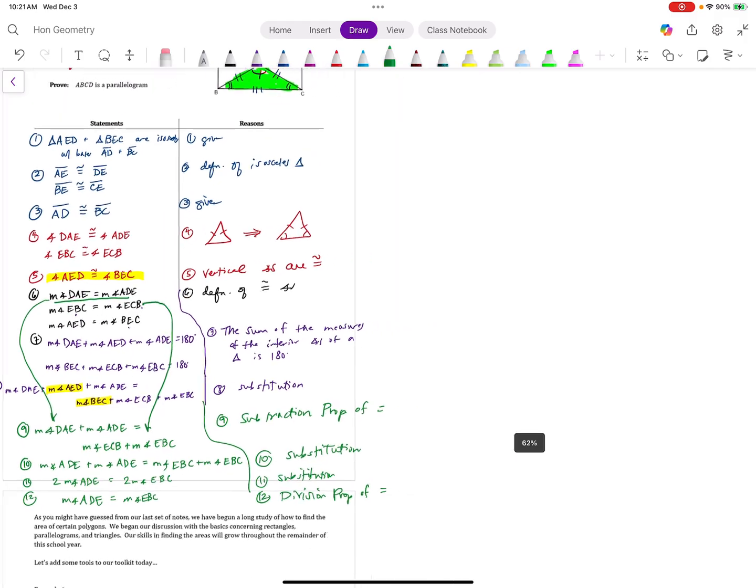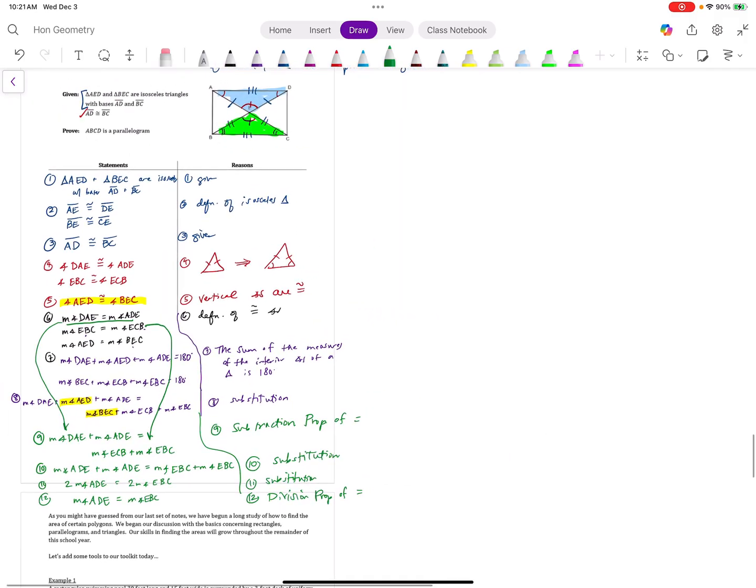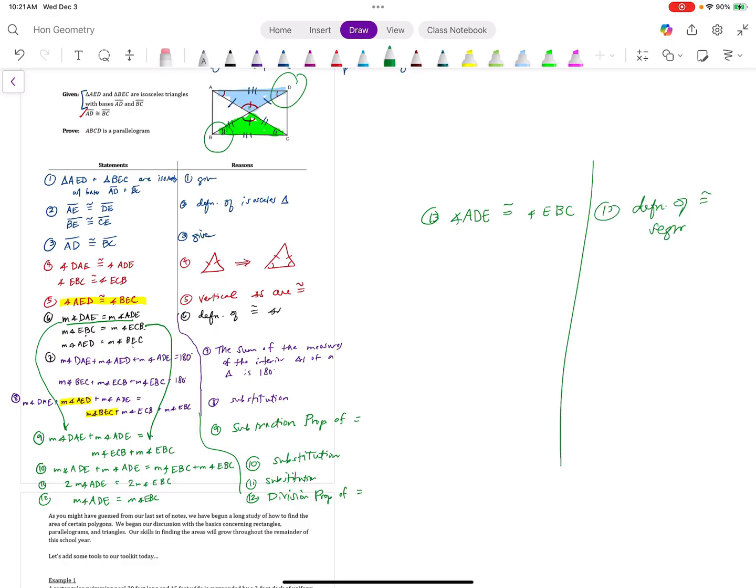Are those the ones I needed to be equal? A, D, E. Okay, so that's this angle here. E, B, that's that angle there. Oh, here we go. We're almost there, finally. Step 13. That's going to make angle ADE congruent to angle EBC because of the definition of congruent angles.